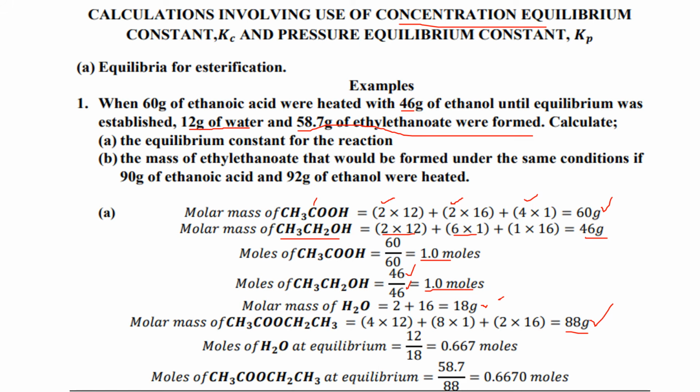Now moles of water at equilibrium, how are they going to be obtained? It's going to be 12 divided by the RFM of water, which is 18. So in total, you're going to get 0.667 moles of water present at equilibrium, since water is part of the products being formed. And if you are to get moles of ethyl ethanoate at equilibrium, you take the given mass, which was 58.7, and divide it by its RFM, which was 88. Still, you are going to get 0.667 moles. So now let's hop on to the calculations and the table in the next slide.